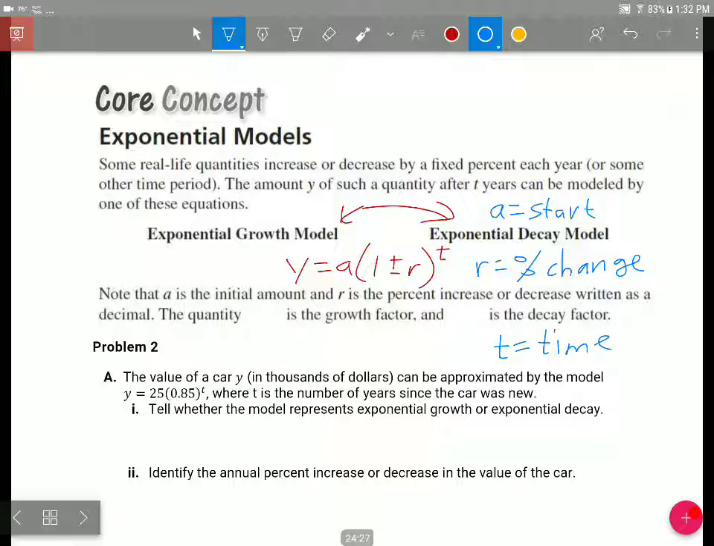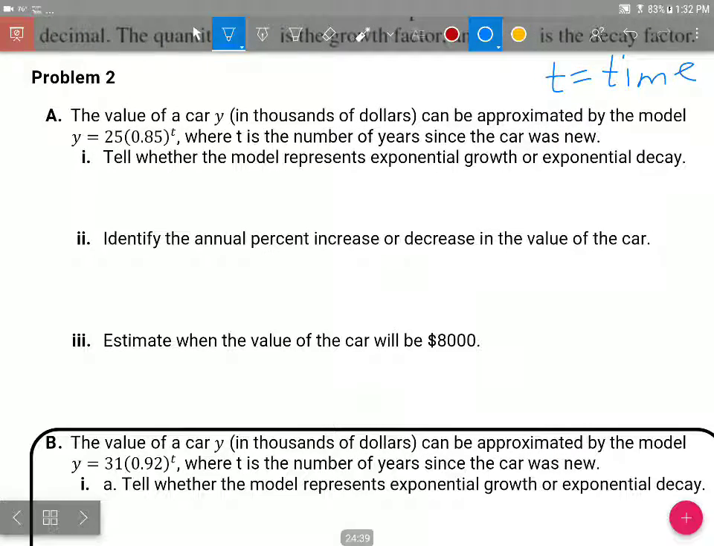All right, so here we go. Letter A. If the value of a car, Y, in thousands of dollars, can be approximated by the model Y equals 25 times 0.85 to the T, where T is the number of years since the car was new, tell whether the model represents exponential growth or decay. In this case, what is your B value for letter A? 0.85. So is it growth or decay? It's decay, because B is less than 1.